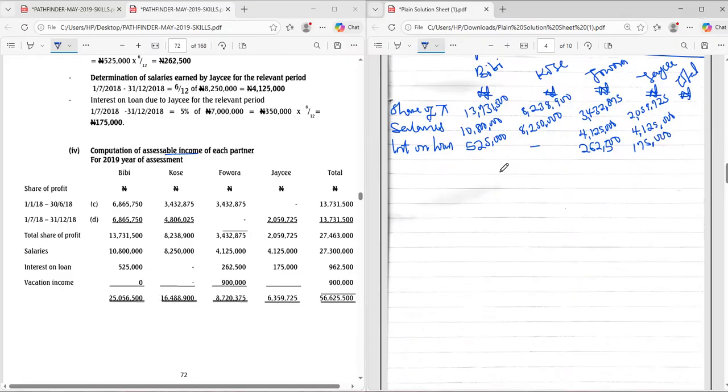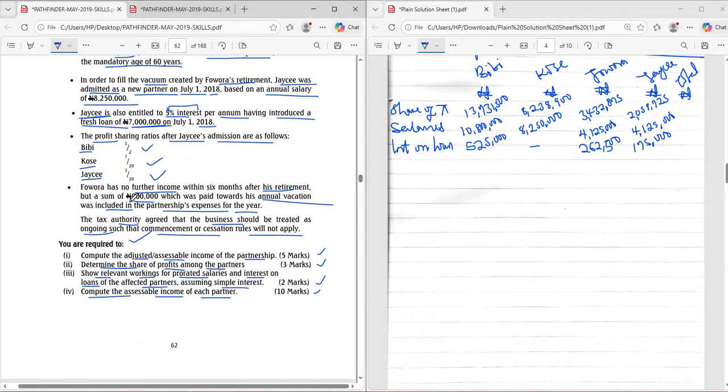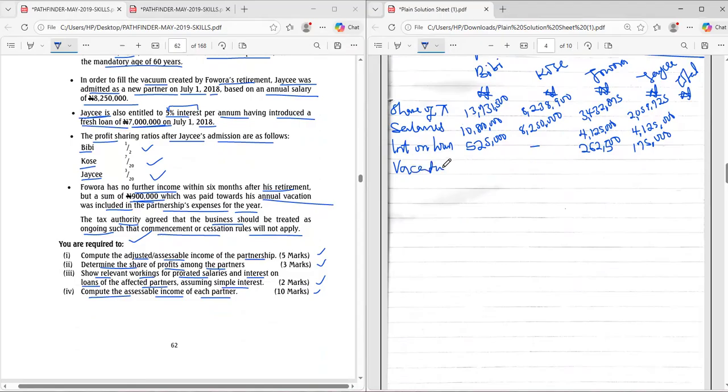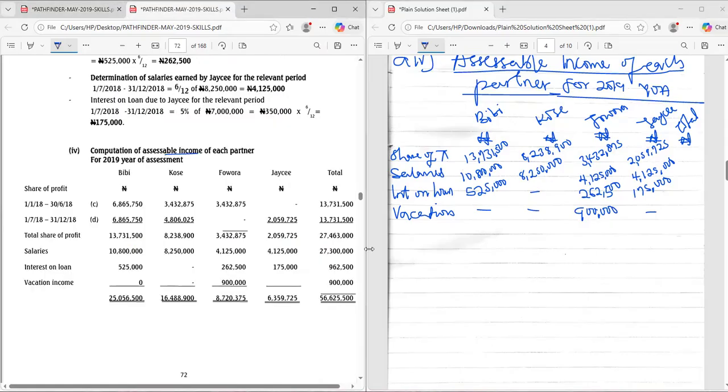All right, so there's one more income that we saw. Vacation, 900,000. Who did they give? Powora. Powora was paid 900,000. Kosho salary. Everybody receives salary now. It's only interest on loan. He did not give us loan. So since he didn't give us loan, there should be no interest on loan. So help me add up. That's all.